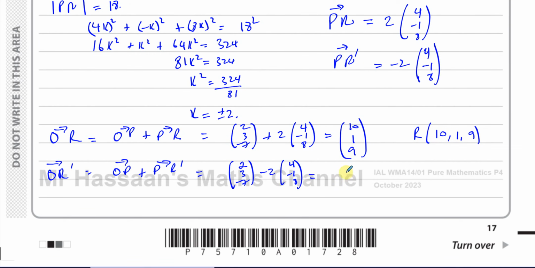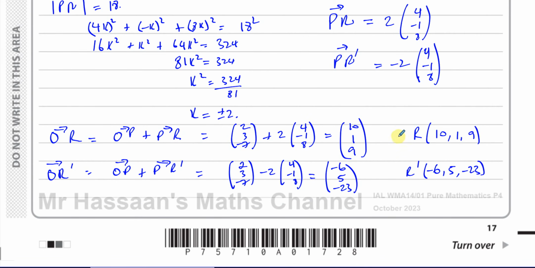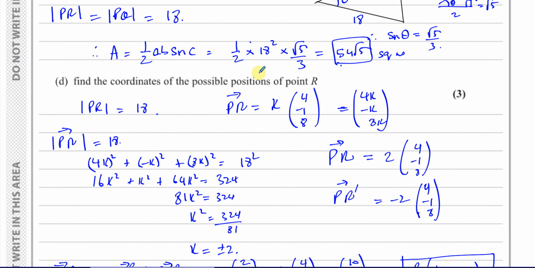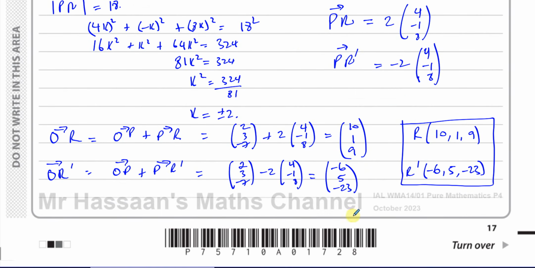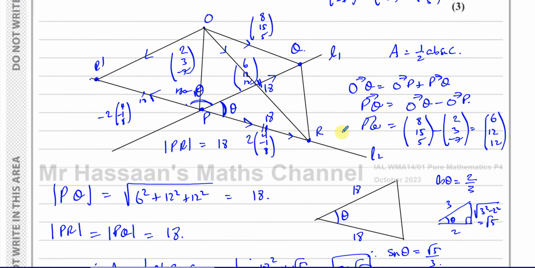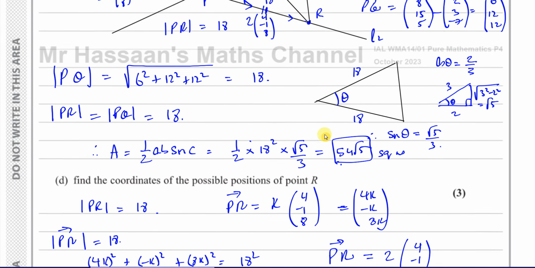And the other possible coordinate would be 2 minus 8, which is negative 6, 3 plus 2, which is 5, and minus 7 minus 16, which is negative 23. Okay, so the other position for R possibly would be (negative 6, 5, negative 23). And there we have our two possible positions of the point R. They ask us to give it as a coordinate, so we give it in coordinate form. And there's the answer to question number 6, part D.